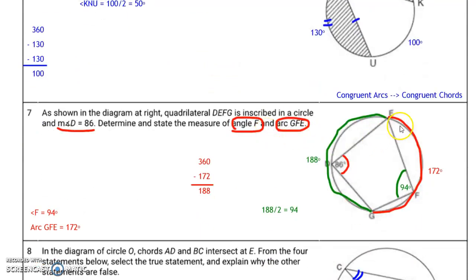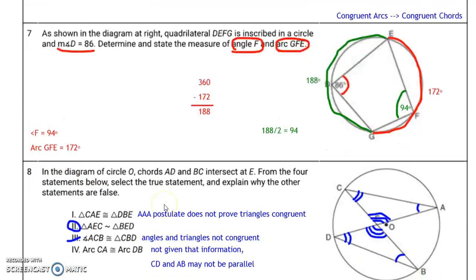In this one, we were using the same kind of idea. 86 degrees was given to us, which means this arc is twice that, 172. 172 taken away from 360 is 188, and then 94 is half of 188.